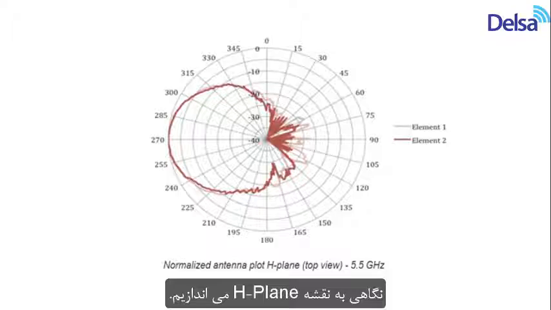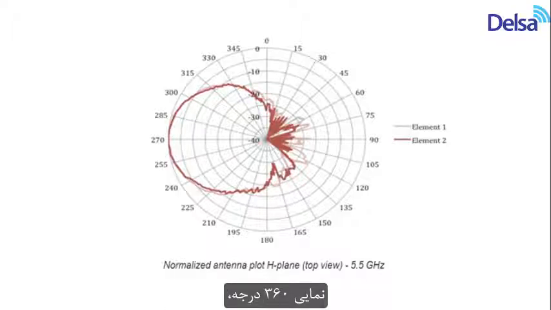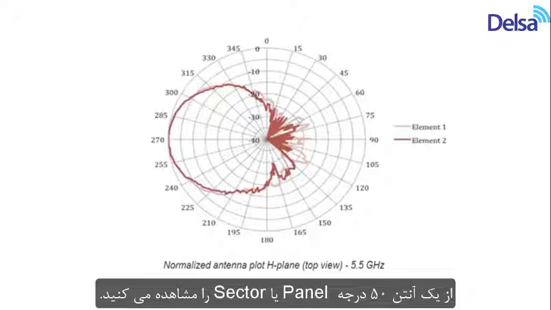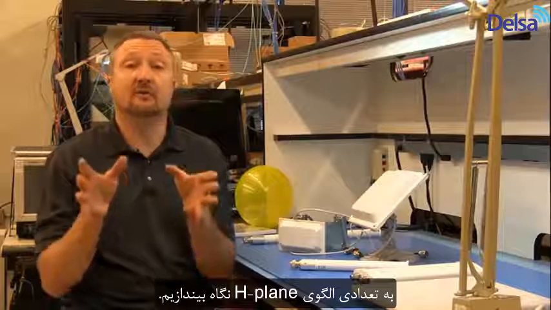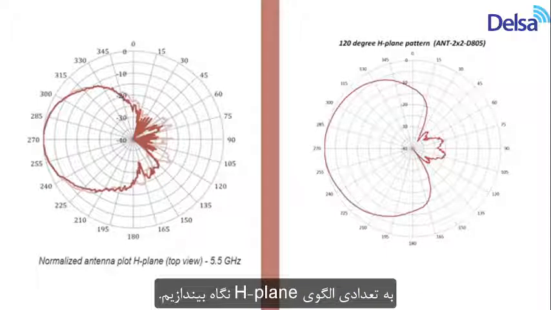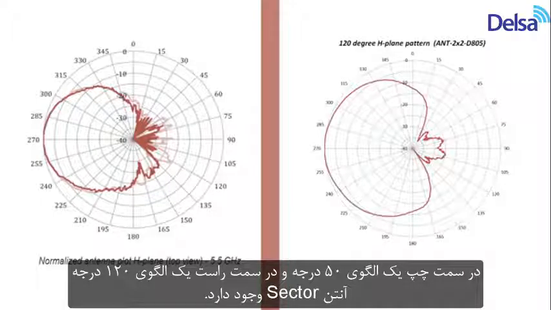So you can see here that there's a 360-degree compass, and you can see kind of the shape of a sector or panel antenna. In this case, it's a 50-degree antenna, and many times we talk about degrees when we're referring to the shape of a pattern. So let's look at a couple of H-plane patterns. On the left, we have a 50-degree sector antenna, and on the right, we have a 120-degree sector antenna.